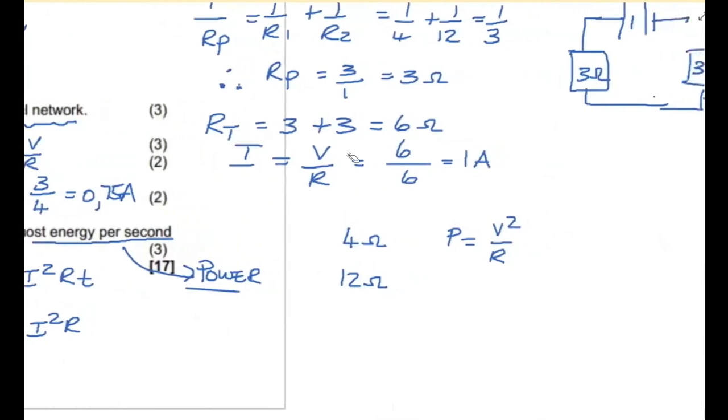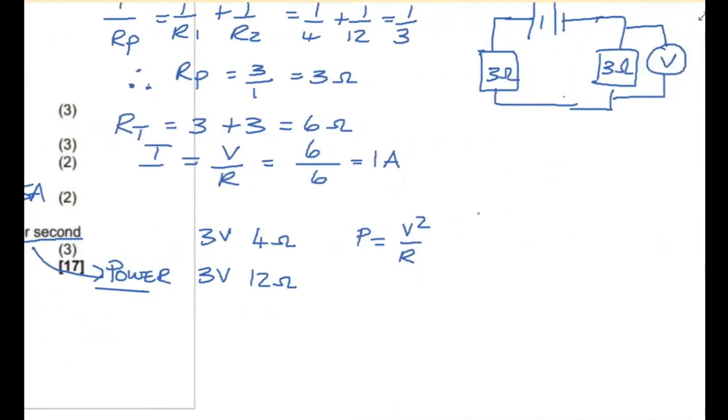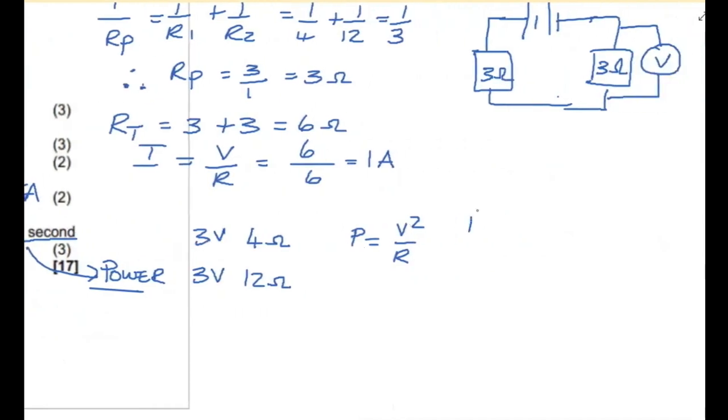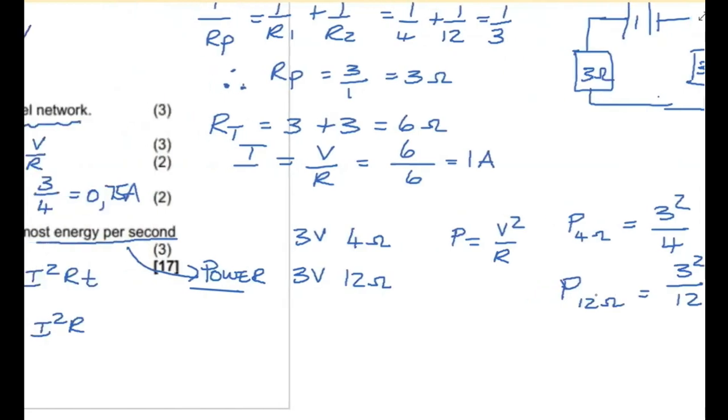So if I look at those two, they both had 3 volts across them. So if I calculate for the 4 ohm, I'm just going to write here P for the 4 ohm would have been 3 squared over 4, and of the 12 ohm would have been 3 squared over 12, which means, sorry, I'm just going back.